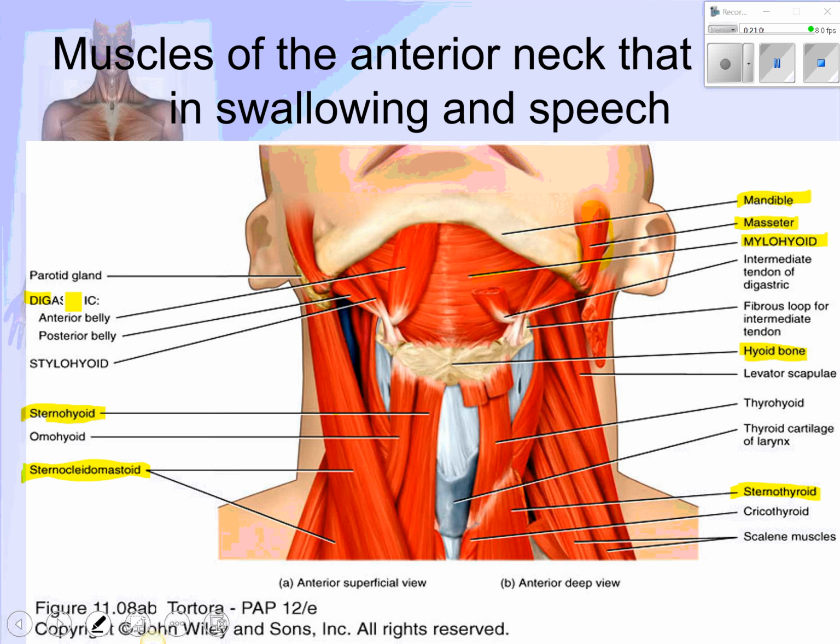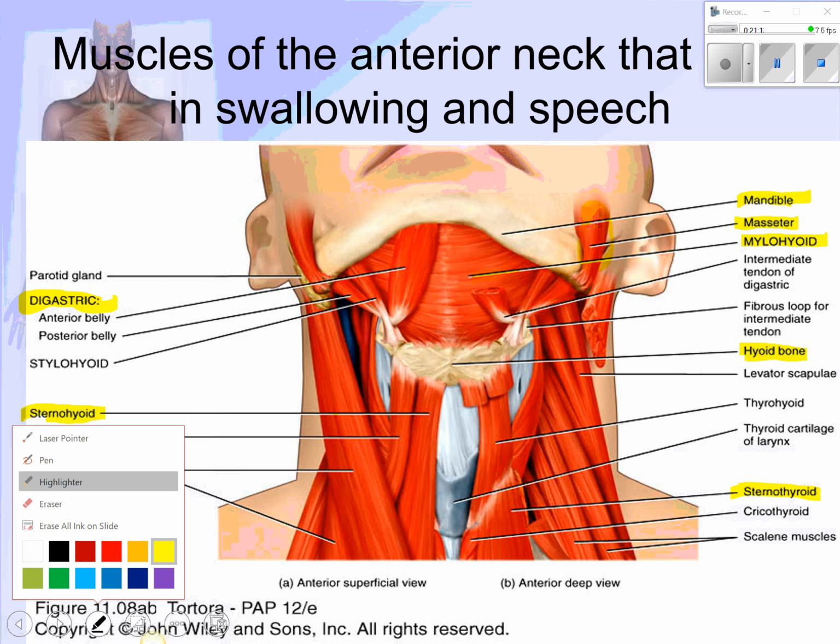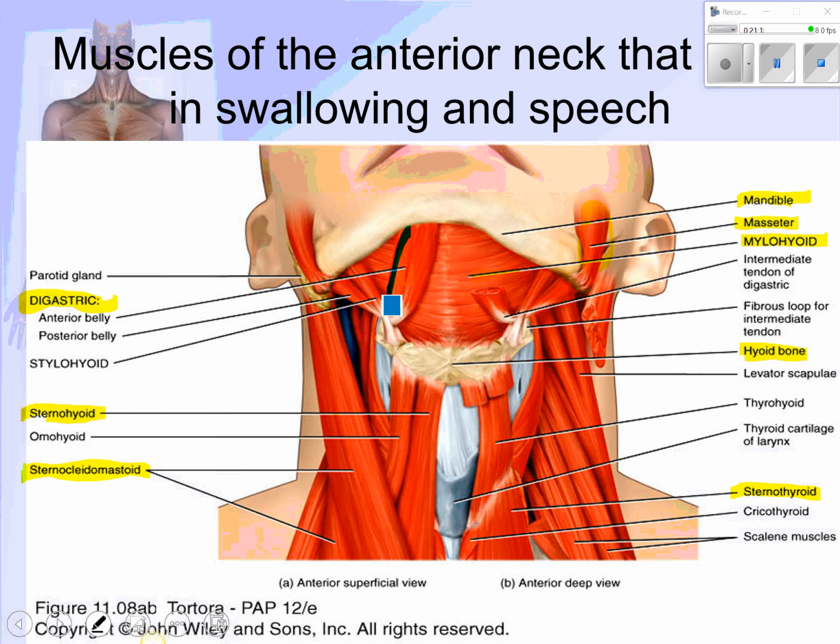One that you need to add to your notes is your digastricus muscle. The digastricus muscle is this one right here. It has an anterior and posterior belly, and kind of goes across. Make sure that you add the function or action of the digastricus, that it raises the hyoid bone and lowers the mandible.